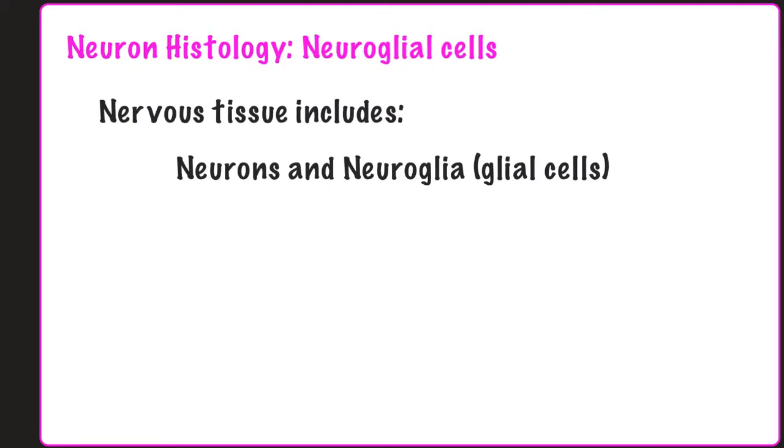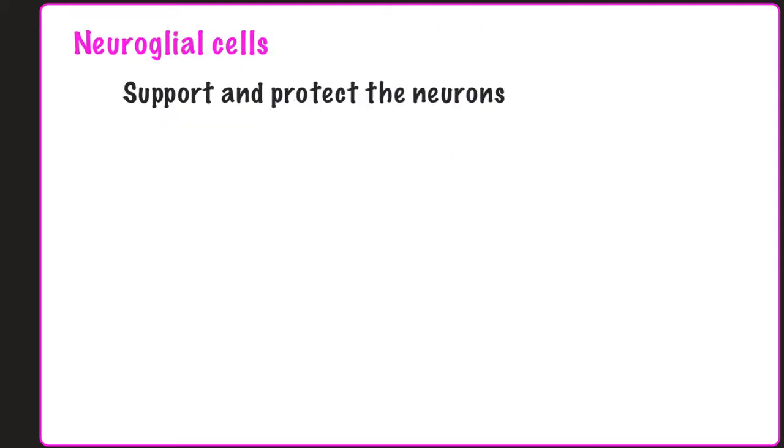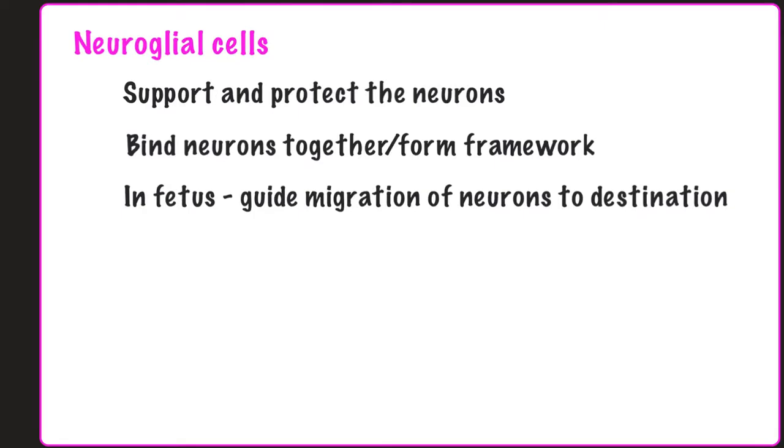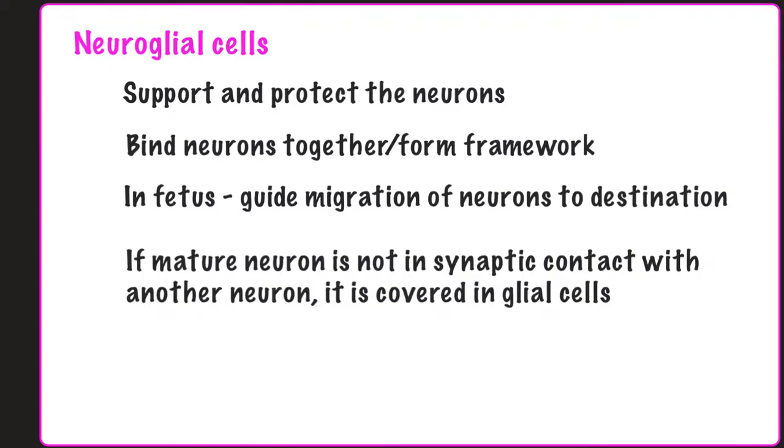Let's talk more about this neuroglia or glial cells. They support and protect the neurons that we talked about last time. They bind neurons together and form the framework for nervous tissue. In the fetus, they're responsible for guiding migration of neurons to their destination. And if a mature neuron is not in synaptic contact with another neuron, it is then covered by glial cells. This prevents the neurons from touching each other and gives precision to conduction pathways. So neuroglia are very important support cells that we find within the nervous tissue.